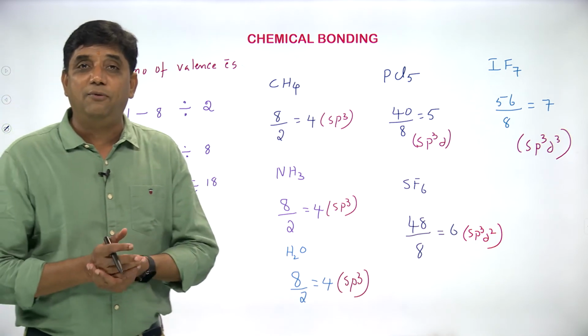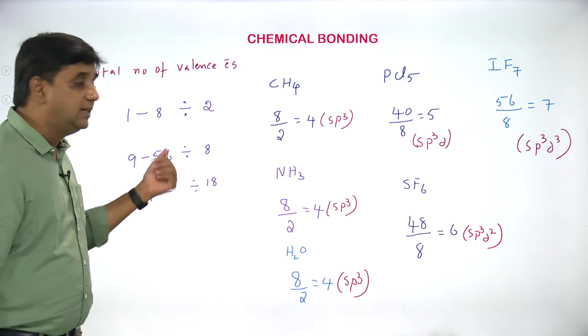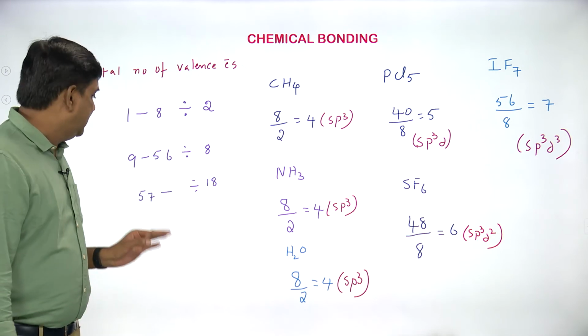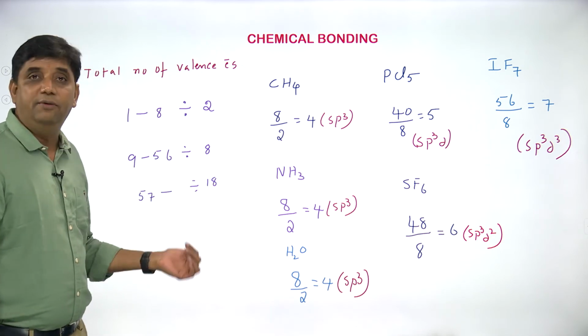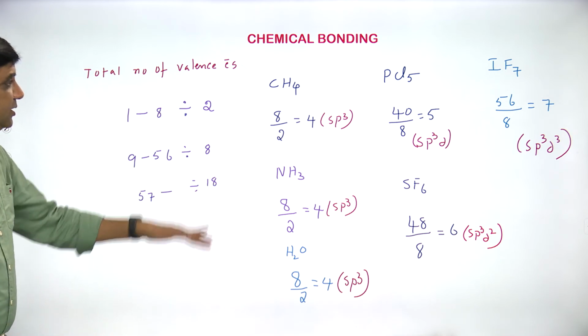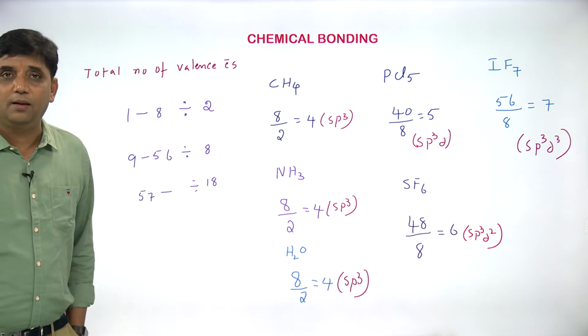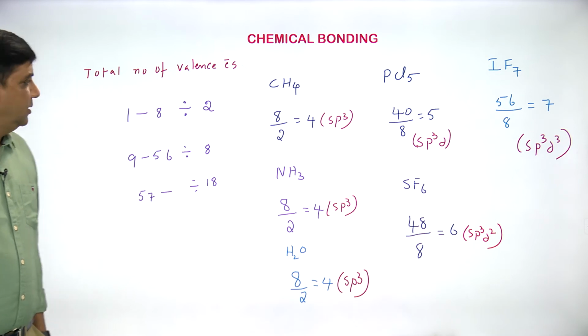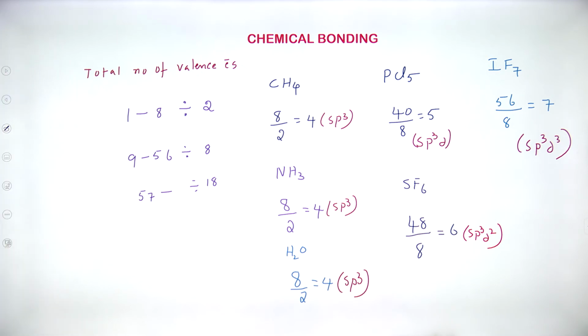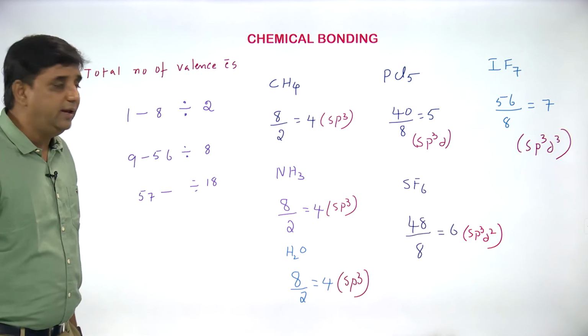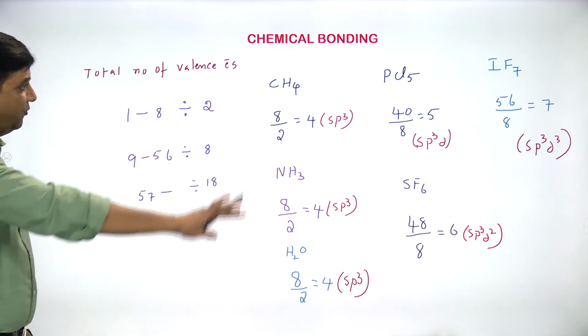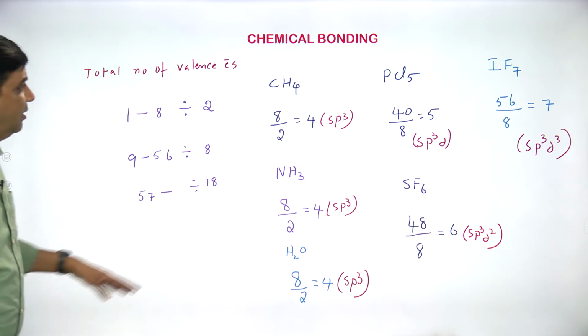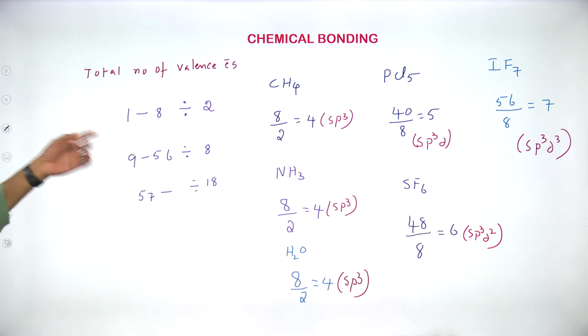If the total number of valence electrons is 9 to 56, then it must be divided by 8, and 57 plus must be divided by 18. This is how it must be done, students. Okay, 1 to 8, 9 to 56, 57 to whatever it is, divided by 18. And this is how we have found the hybridization for all these molecules. Now, next you just complete this, have a look at this, we will go for the other species.